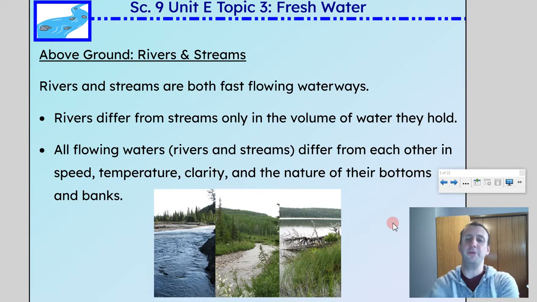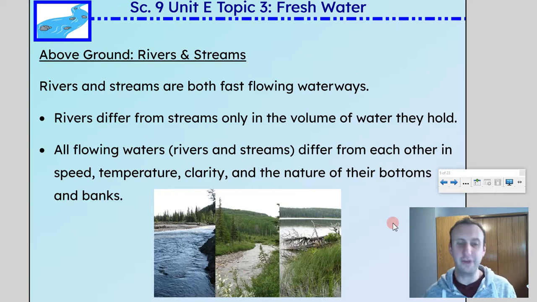Let's now talk about rivers and streams. Rivers and streams are both fast-flowing waterways. Rivers differ from streams only in the volume of water they hold. Streams will have less water, while rivers will have more water flowing through them. All flowing waters, rivers and streams, differ from each other in speed, in temperature of the water, in clarity, and in the nature of their bottoms and banks. The more fast moving the water is, and the more turbidity, the less clarity we're going to have. So all rivers and streams are different.